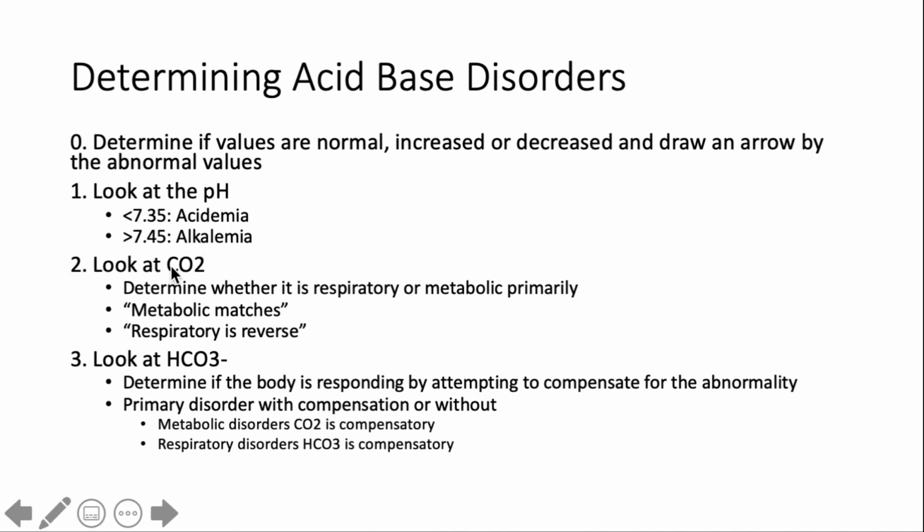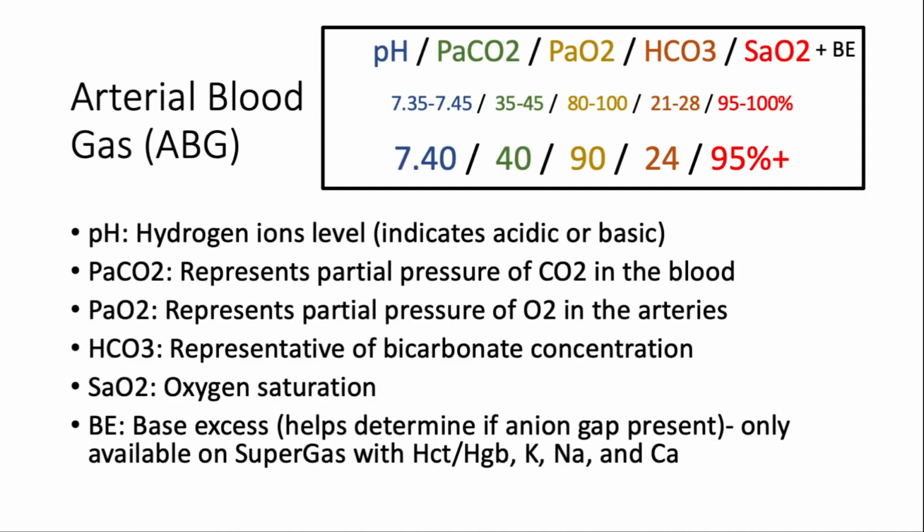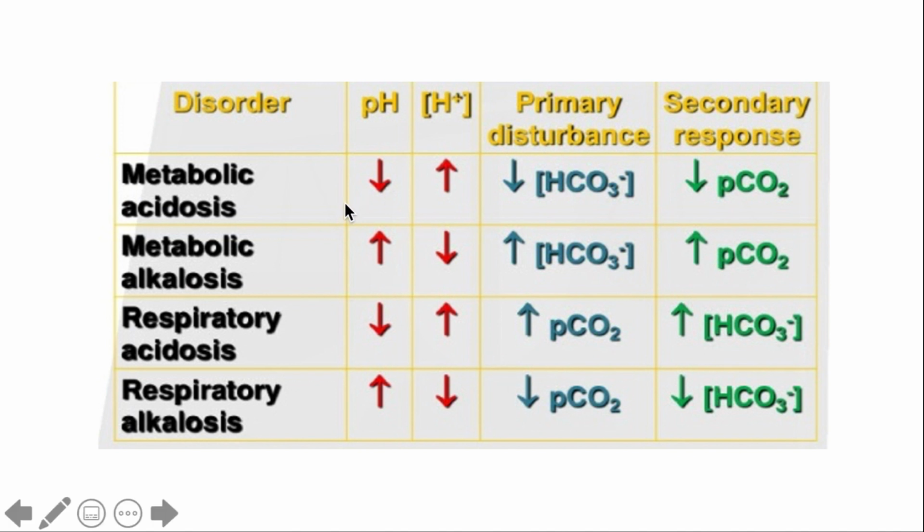Then I want to determine, is it respiratory or primarily metabolic? The way you do this is by looking at CO2, because metabolic is going to match. So high pH, high CO2. For respiratory, if there's a high pH, then it's going to have a low CO2. And you can see that right here. For example, in metabolic acidosis, there's a low pH and a low bicarbonate, as well as a low PCO2. For respiratory, you're going to have a low pH with a high PCO2.